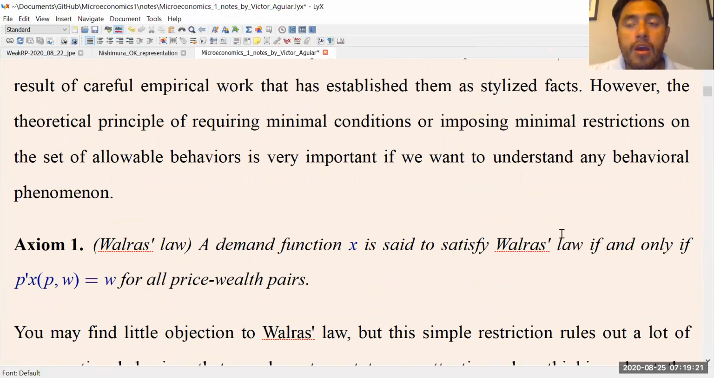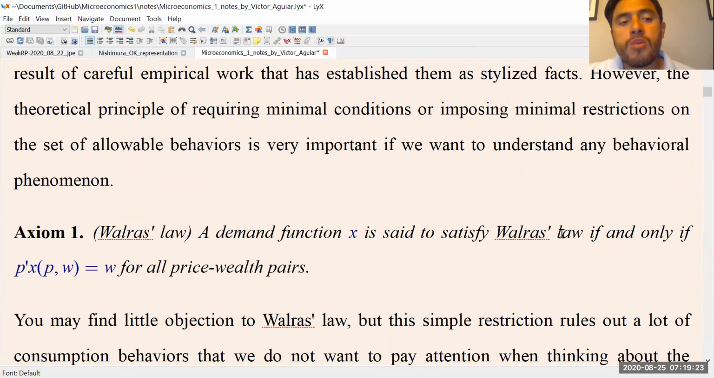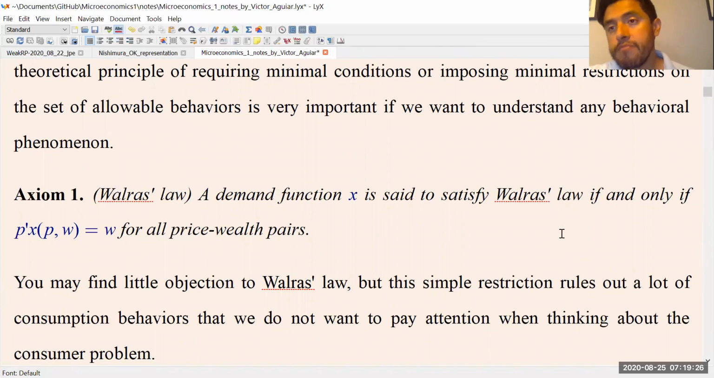So the first restriction we're going to impose on our demand function is called Walras law. So Walras law is basically telling you the following. It says a demand function x is said to satisfy Walras law if and only if this inner product of prices times the demanded quantity is equal to income, exactly equal to income. So what it means is that a consumer will exhaust all his resources in order to demand whatever quantity he's demanding. So nothing is left in the pocket, okay? So no savings, nothing is left in the pocket.